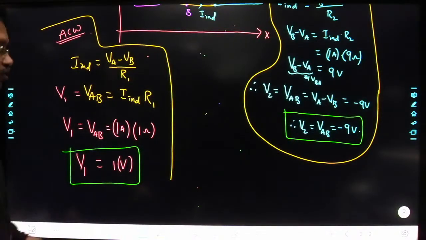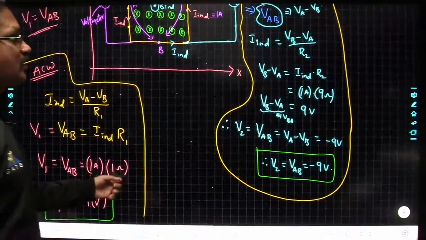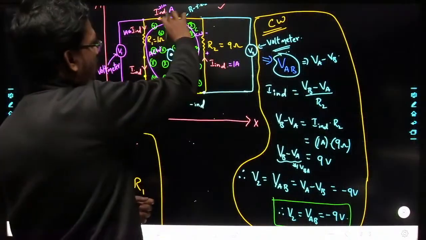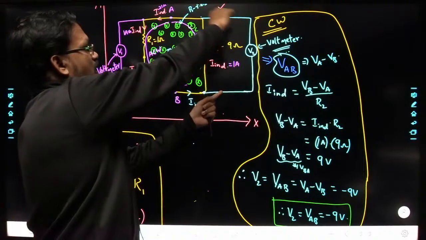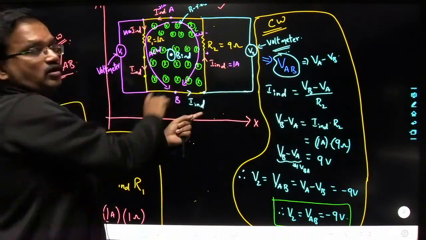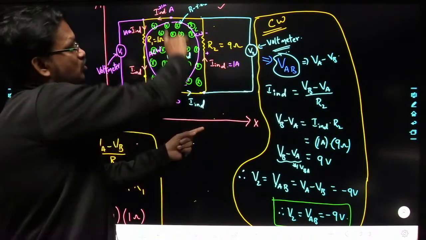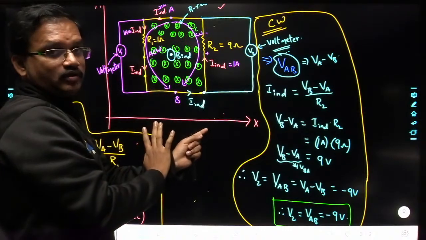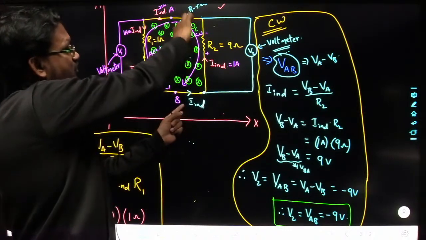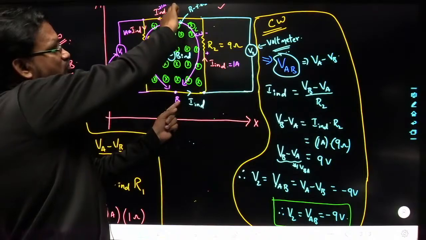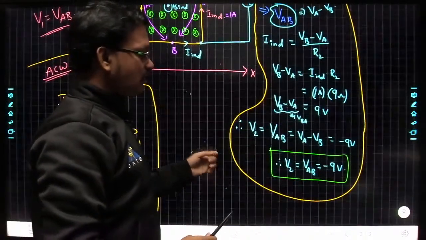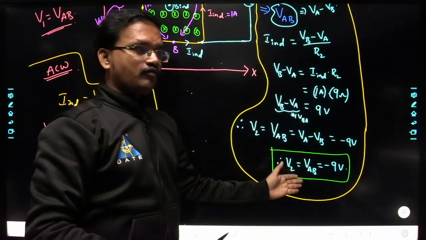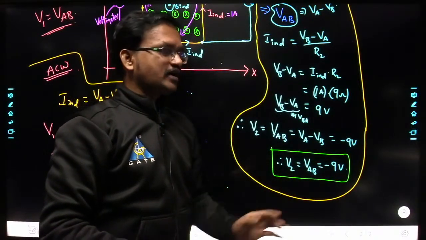Okay. So if you observe here, whenever you are moving in clockwise direction, this V2 is going to measure from A to B in clockwise direction. Understood? So we have calculated this potential difference from A to B as you move from A to B in clockwise direction. In this case, we got the reading of the voltmeter V2 as minus 9 volts.